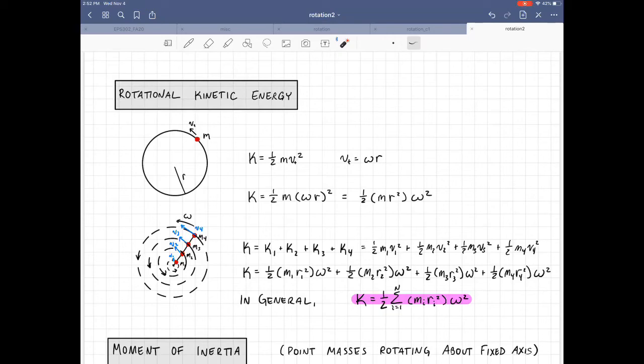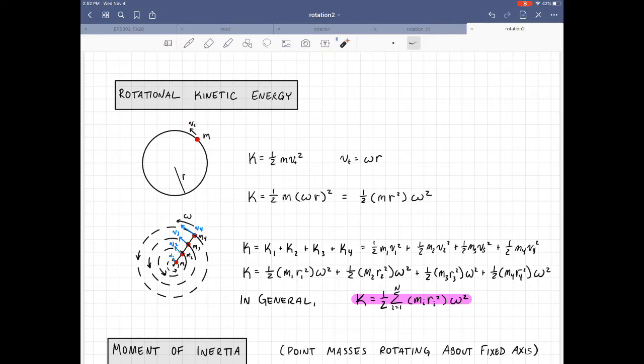All right, now that we have introduced rotational motion and rotational quantities, we want to start to think about connecting quantities from the past, putting them into context with rotational motion. And so the first thing that we want to think about is rotational kinetic energy. So I've got an example here.